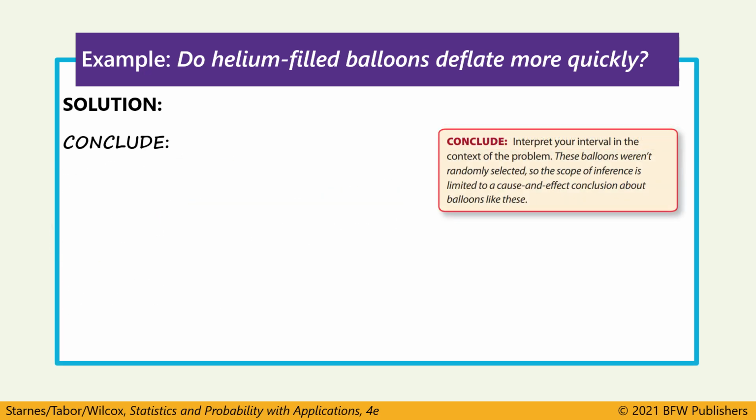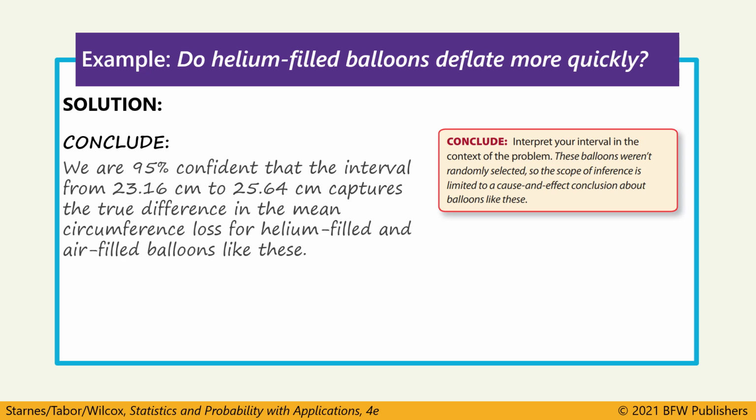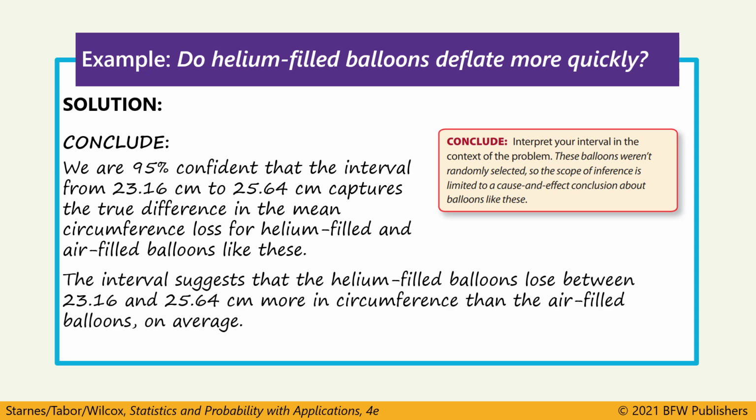Two different ways of interpreting it. You don't need to know both, but you should understand both. We are 95% confident that the interval from 23.16 to 25.64 captures the true difference in the mean circumference loss for helium-filled and air-filled balloons. Or we could write it as the interval suggests that the helium-filled balloons lose between 23.16 and 25.64 more in circumference than the air-filled balloons on average.